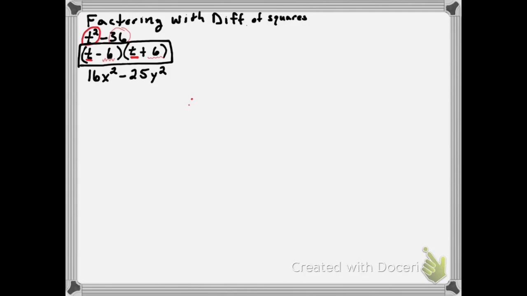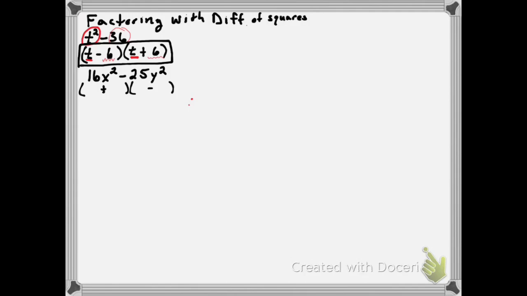And again, because the first term consists of all perfect squares. 16 is a perfect square, x squared is a perfect square. Same thing with 25. 25 is a perfect square, and the y squared is a perfect square. This is truly a difference of 2 perfect squares. And so it again is going to factor into these 2 binomials. One's a positive and one's a negative.